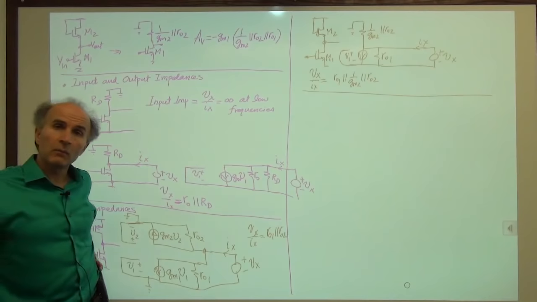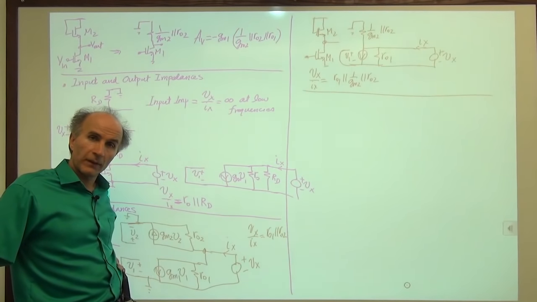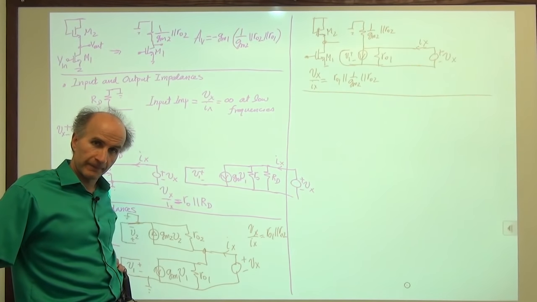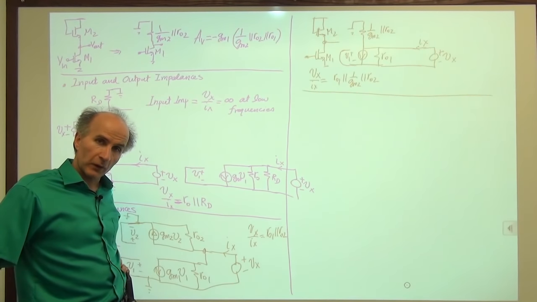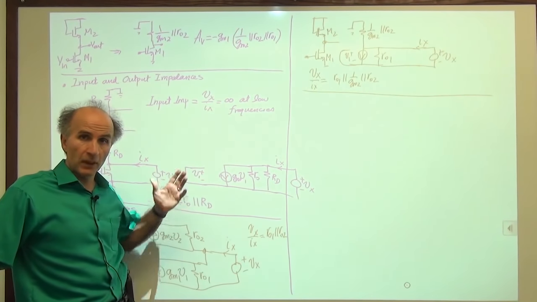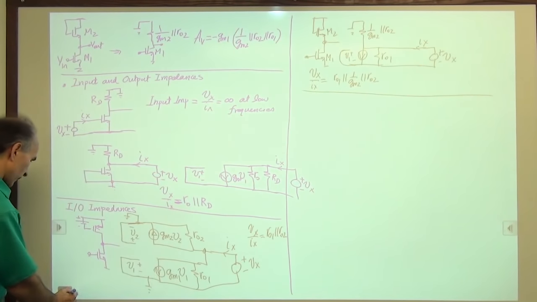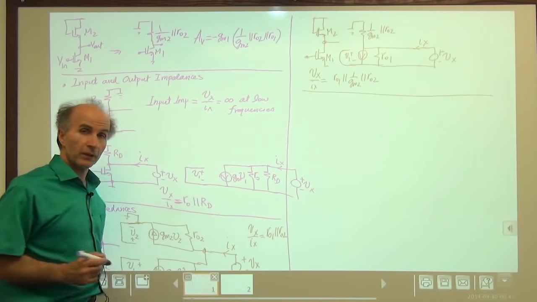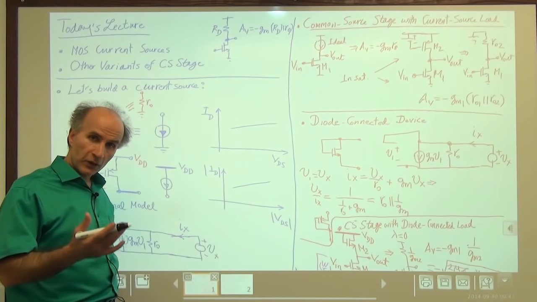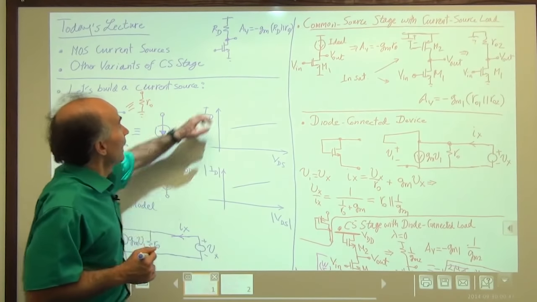Okay, so we have one more variant of the common source stage topology to look at, which we call the common source stage with source degeneration. But before we go there, I would like to talk about an issue that we face in circuit design, in particular with respect to the common source stage. So let's go back to this page that we had before and remember what the expression is for the common source stage voltage gain. It looks like this, right?